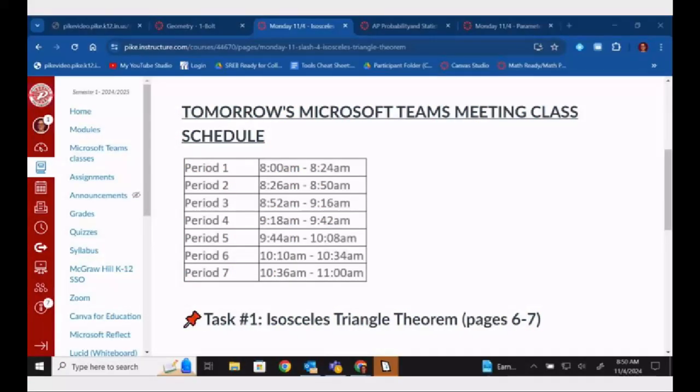The schedule for tomorrow is up on the screen. So at 8:26, notice you only have 2-minute passing periods to go from one meeting to the next. Our meetings go from 8 a.m. to 11 a.m. You guys need to be in our meeting no later than 8:26. I will start by taking attendance.